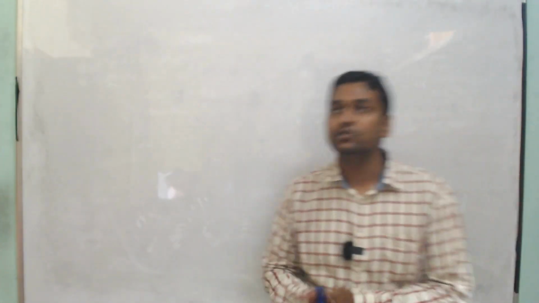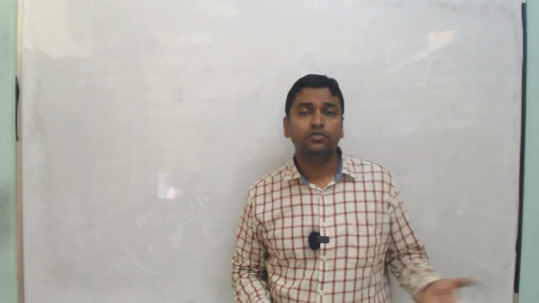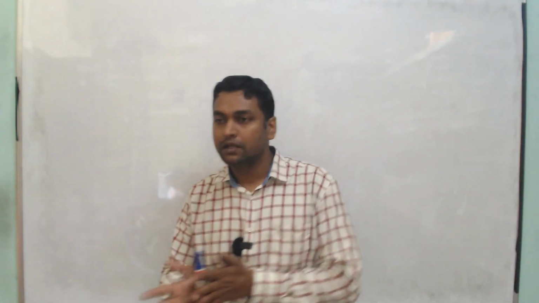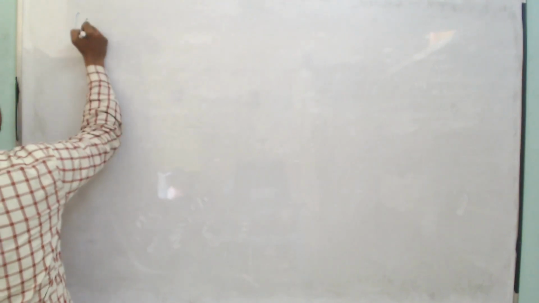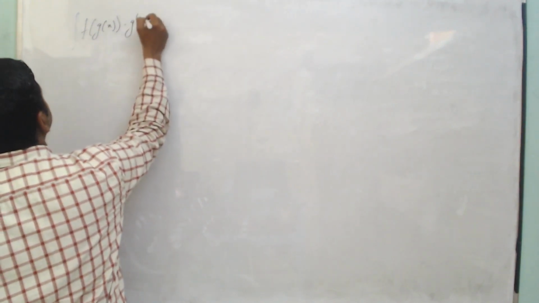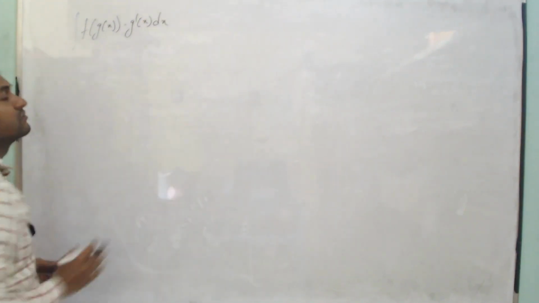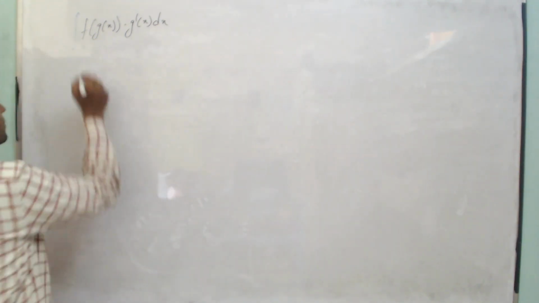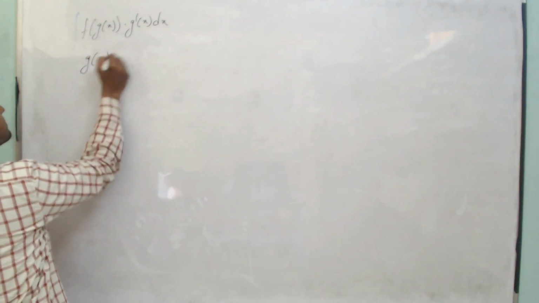There are only two things now. We will discuss one or two questions on integration by substitution. Then we will focus on the geometrical representation of integration. Suppose we have the integral of f of g of x into g dash of x dx. If this form is given, we can also do integration by substitution. How? In this case, I will take g of x equal to t.